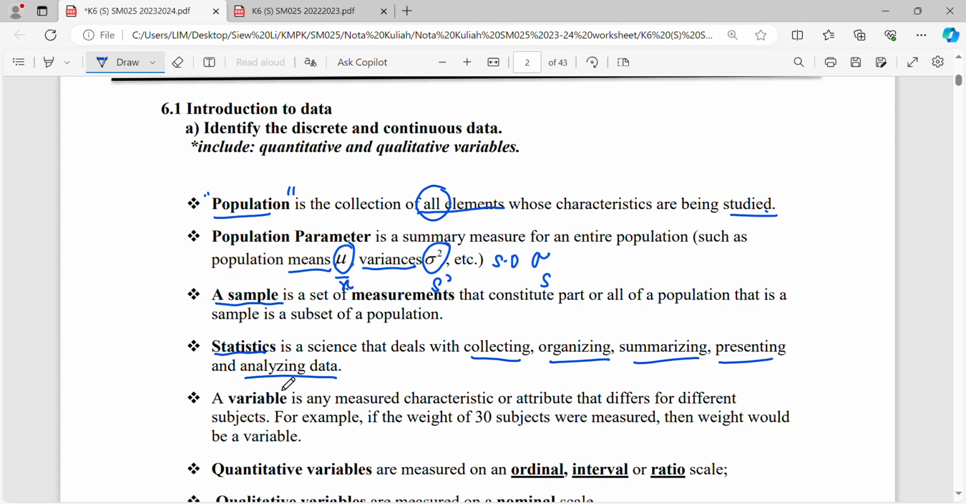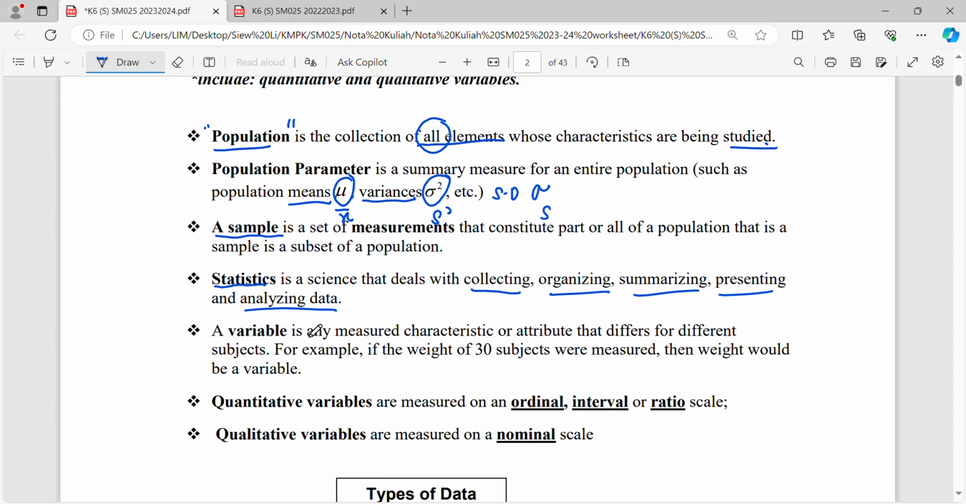Then a variable measures a characteristic or attribute that differs for different subjects. Let's say the variable is weight. You can take a quantity, calculate weight, so weight is a variable. Your variable can be quantitative or qualitative. If I take your results, your marks will be quantitative, but your grade may be qualitative. But if I analyze your grade by weight, it can also be quantitative. So quantitative and qualitative can be mixed up.